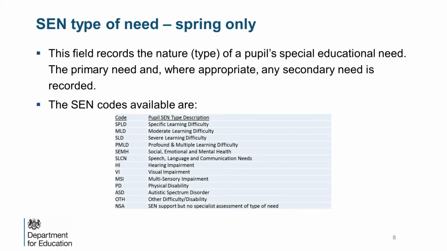The Spring School Census collects the type of need for pupils who have an SEN provision of S, E or K. The primary and, if relevant, the secondary need are collected. This slide provides the codes for each need as outlined in the SEN Code of Practice.